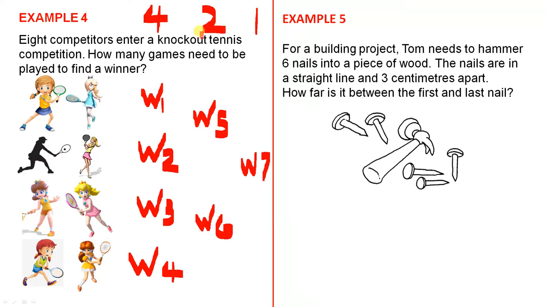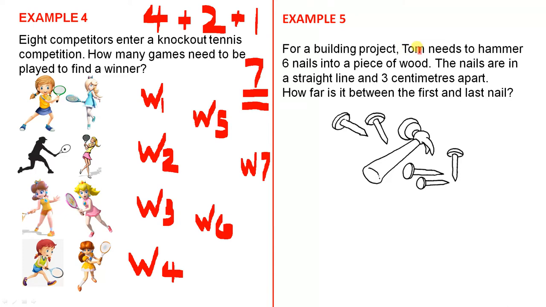So look what's happened. Altogether, you've got 4 plus 2 games plus another 1 game. And what is the total number of games? The total number of games is 7. So you have to play 7 games. Okay, so if you've got 8 competitors and they each start off by playing each other, in order to find a winner, you've got to play 7 games.